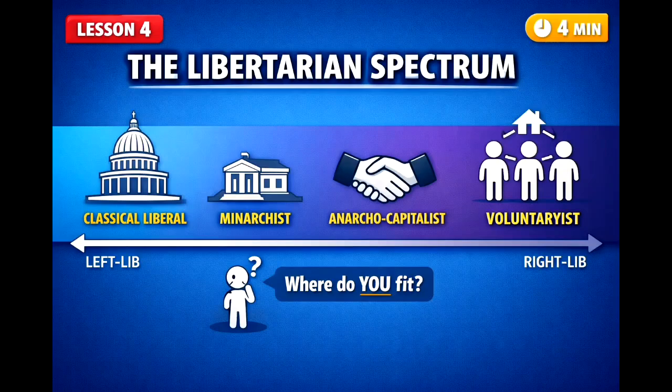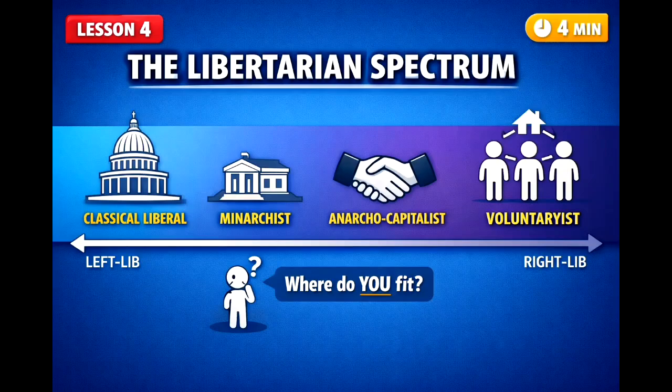Moving along the spectrum, you get to minarchists. The term comes from minimal and archy, meaning rule. Minarchists want the absolute minimum government possible, just enough to protect rights and nothing more. They usually say government should only do three things: military for national defense, police to protect against crime, and courts to resolve disputes. That's it. Everything else, education, healthcare, welfare, roads, regulations, should be private. Minarchists believe government is a necessary evil, but it should be as small as humanly possible.